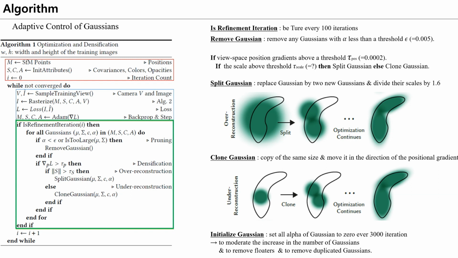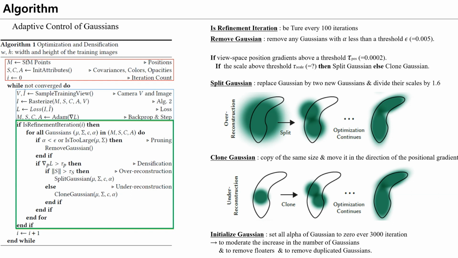Lastly, an important concept is added that is not in the pseudocode. Every 3k iterations, the alpha values of all Gaussians are initialized to zero. If designed with only remove, split, and clone, the number of Gaussians would continue to increase, and this mediates the increase. From a quality perspective, floaters are removed and duplicate Gaussians are removed.